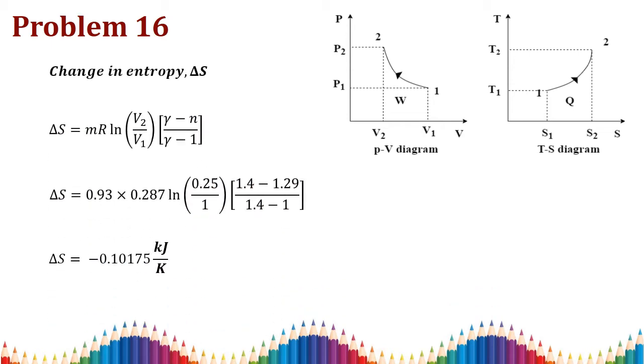Then we need to find the change in entropy. That is delta S is equal to mR into ln of V2 by V1 into gamma minus n by gamma minus 1. We know mass and R, then volume ratio, gamma and n. Substituting all the values, you will get the change in entropy as minus 0.01 kilojoule per Kelvin.